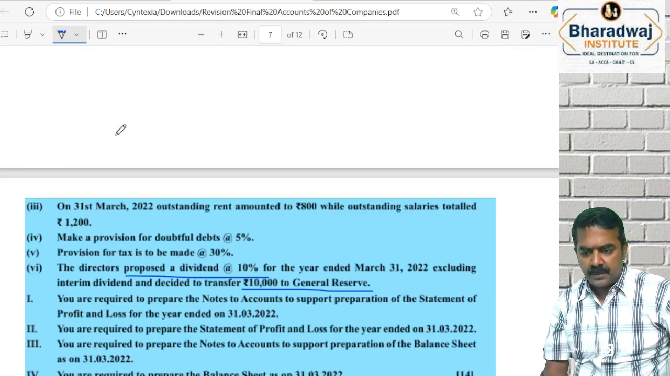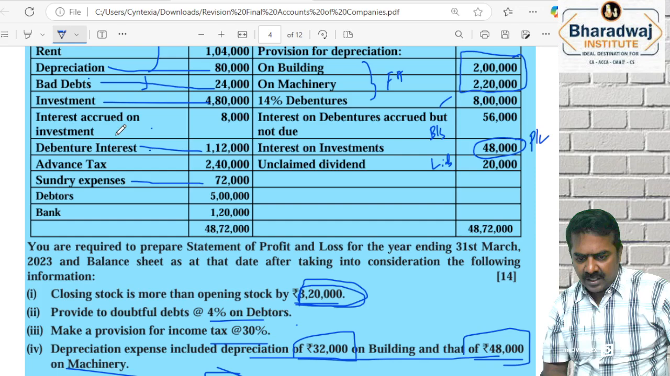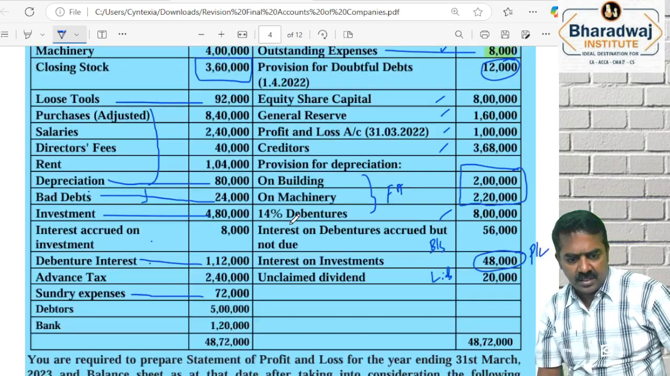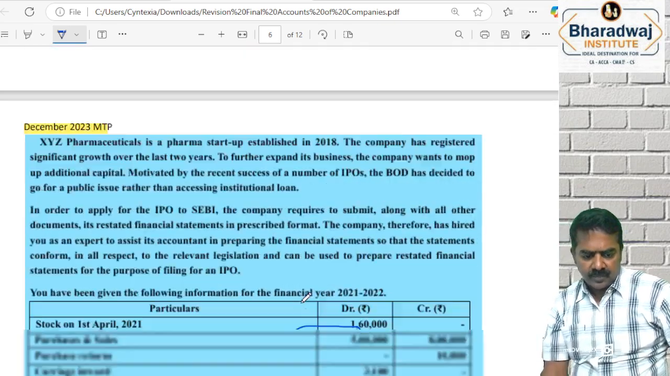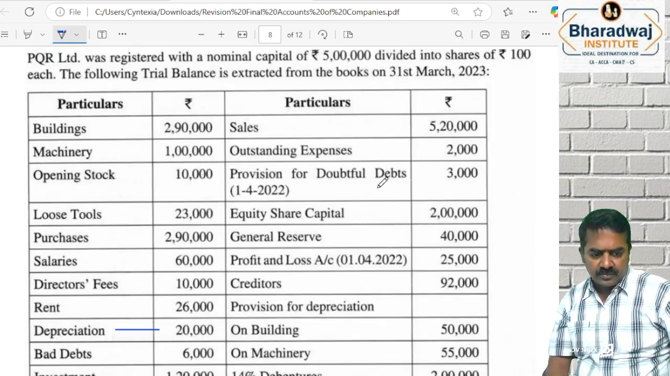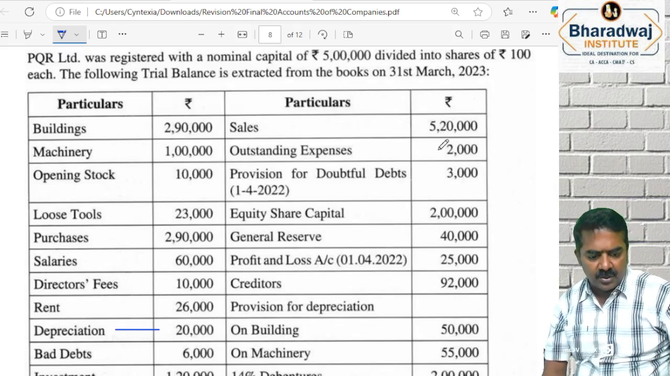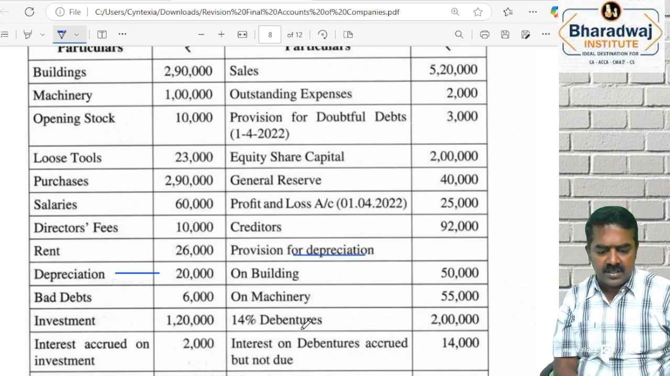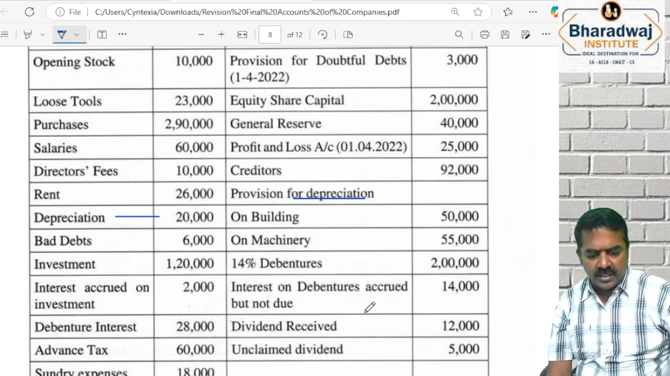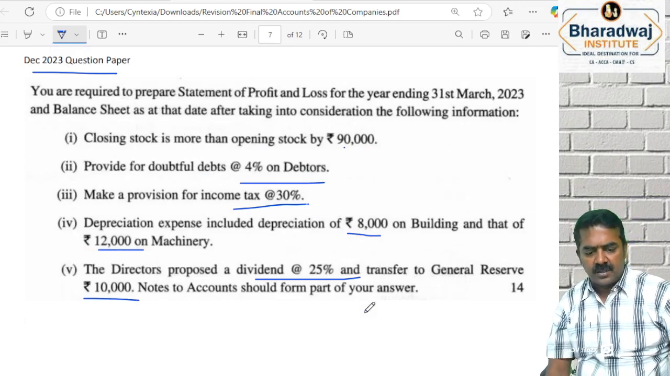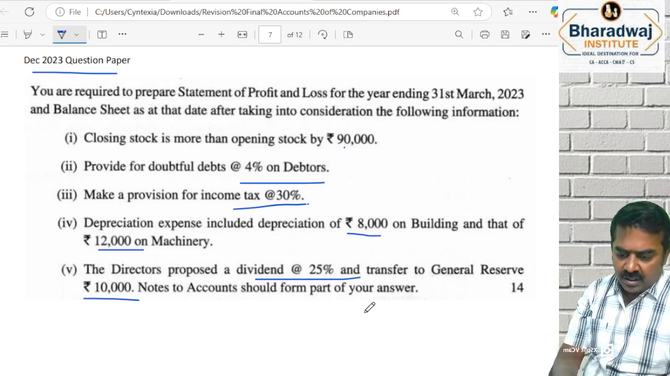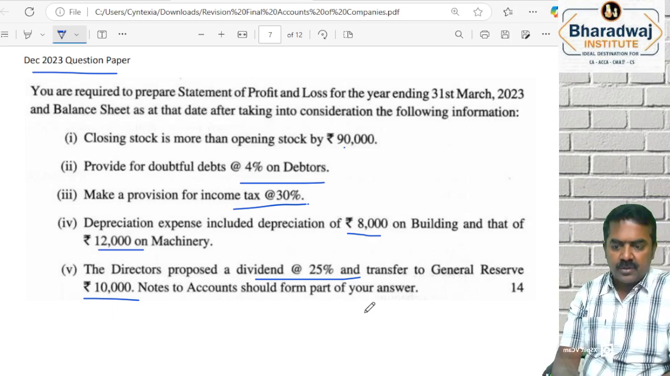This question paper is nothing but this same model. Only numbers are different. Same question. You can even look at the trial balance also. Sales, and this outstanding expenses will go to the balance sheet. It will be the same, only numbers are different. This provision for depreciation will directly adjust in the balance sheet. Same. Interest accrued, etc. Try it at home. Must try this at home.